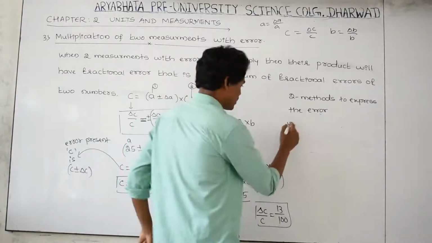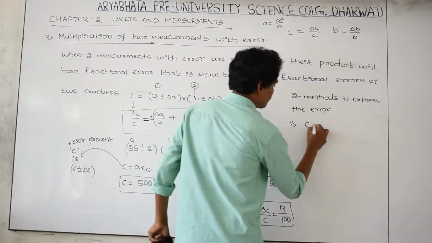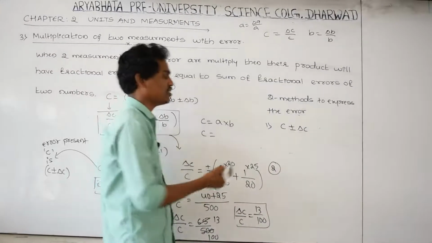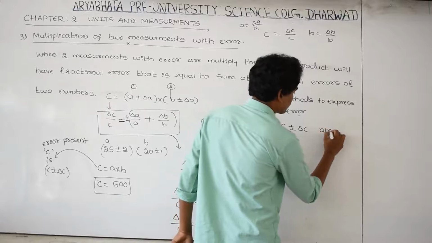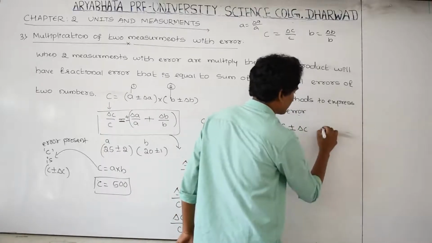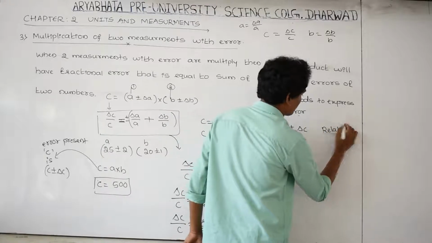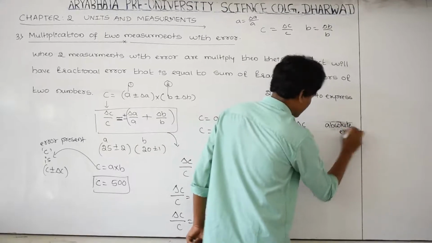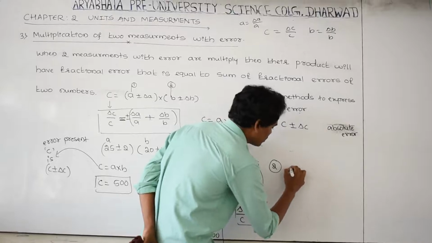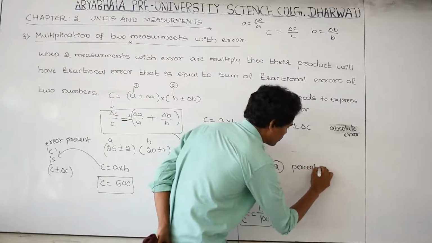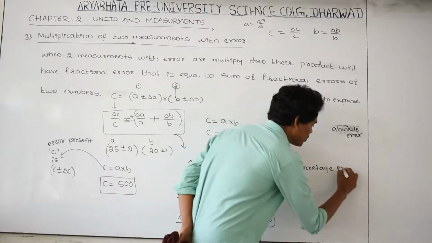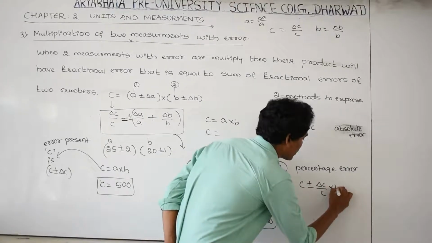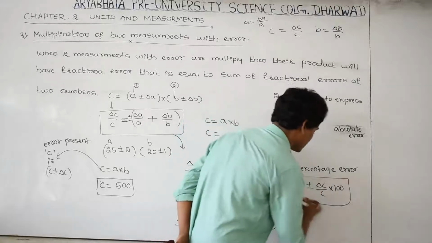And here the first method is to express C plus or minus delta C. This is the absolute error representation. And the second is in the form of percentage error. How to write the percentage error? That is C plus or minus delta C by C into 100. This is in the form of percentage error.